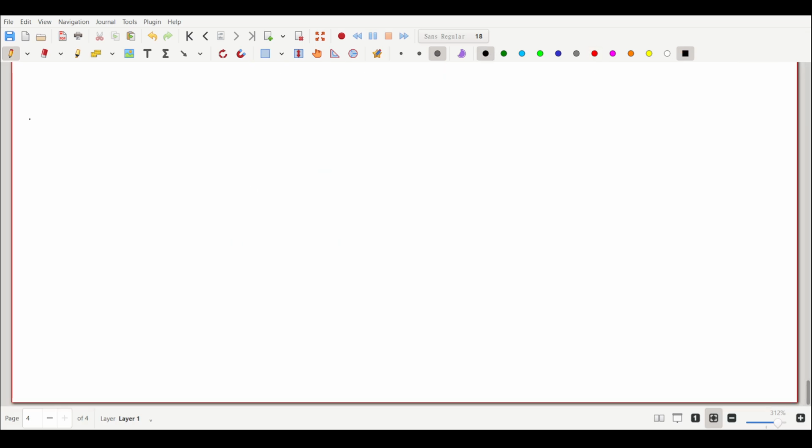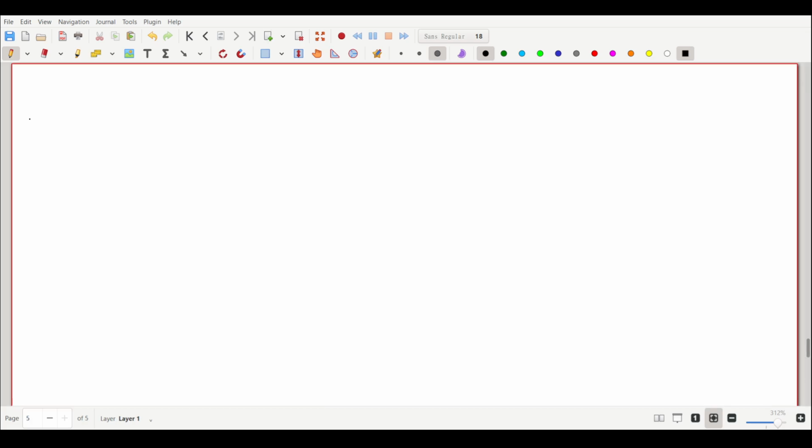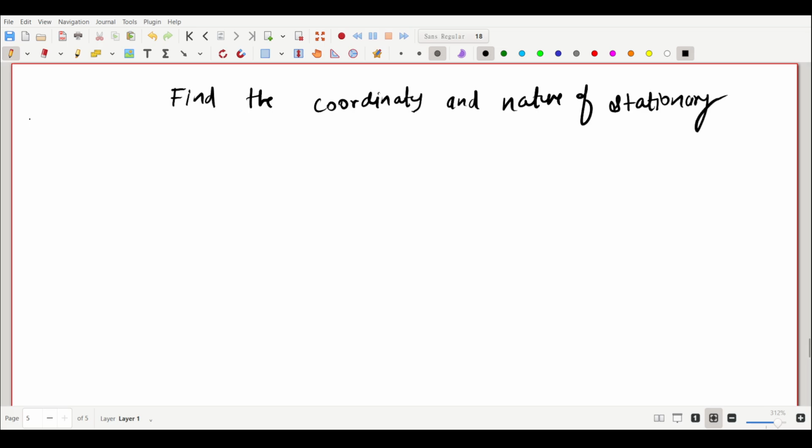Okay, once you know how to find the second derivative, then we can form a question on that and solve it using the second derivative concept. The question says, find the coordinates and the nature of the stationary points.